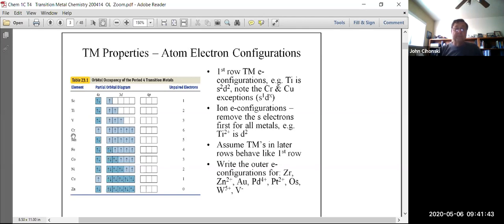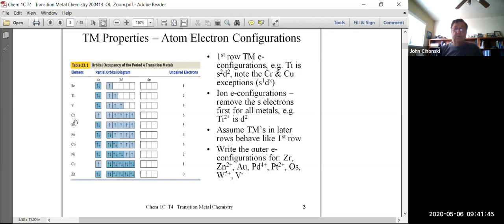Now look what happens with chromium. Chromium is kind of an odd one, isn't it? We went from 3 to 5 unpaired electrons in the d orbital. Why would that be?